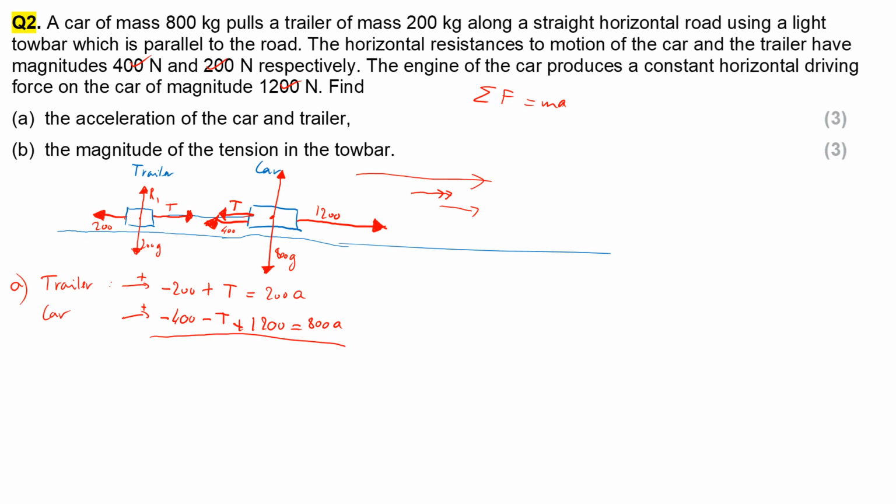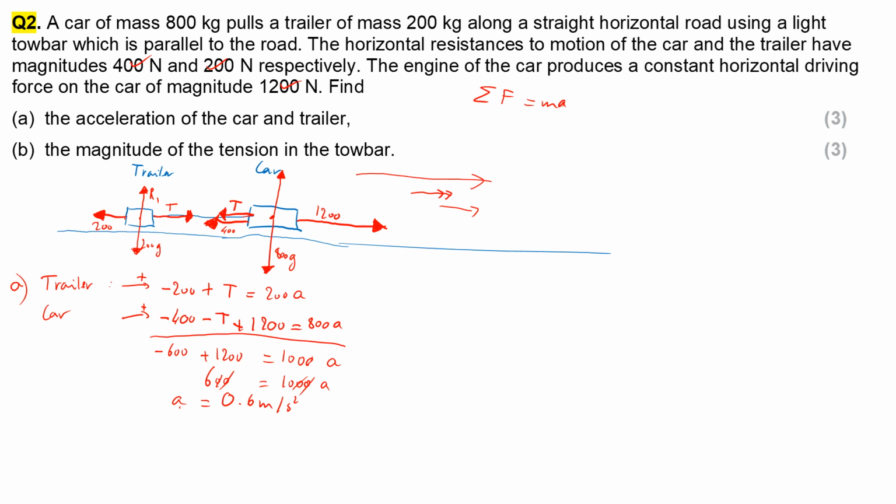So once I've done my forces, I need to calculate the acceleration. I'm going to add the two of them together, so that gives me minus 600, the Ts cancel, plus 1200 equals 1000a. So that gives me 600 equals 1000a. I can cancel by 100. So that gives me a is 6 over 10, so 0.6 meters per second squared. And that's going to be your first 3 marks.